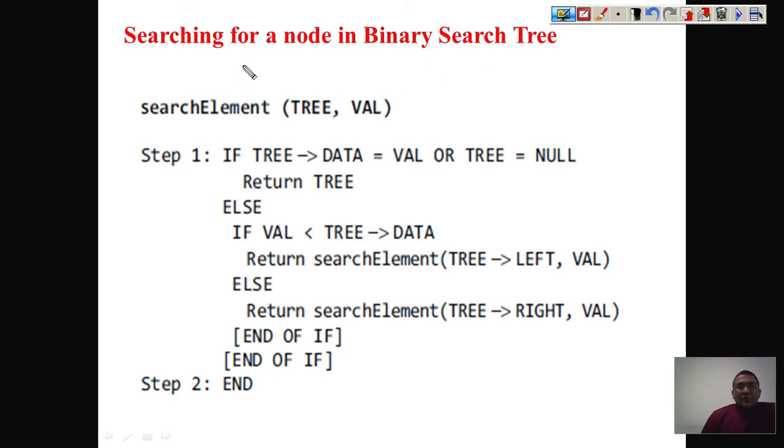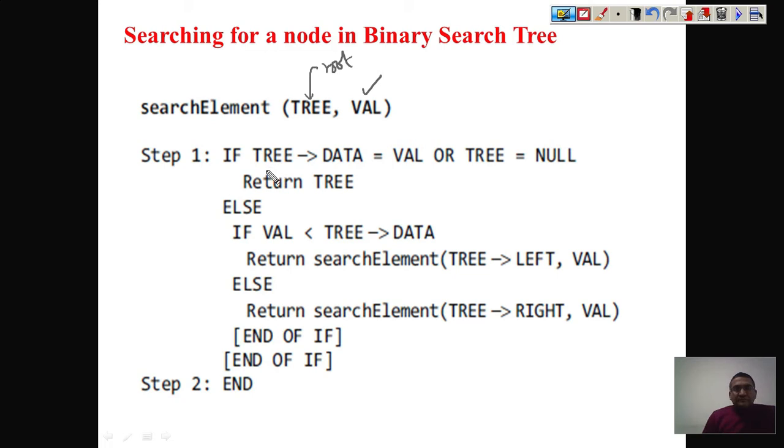So, searching for a node in a binary search tree, this is the algorithm. In order to search any element in the binary search tree, we need to provide two parameters. So we have one procedure here. We are calling it search element, and tree refers to the root node, meaning we are providing the address of the root node and also the value which we are looking for.